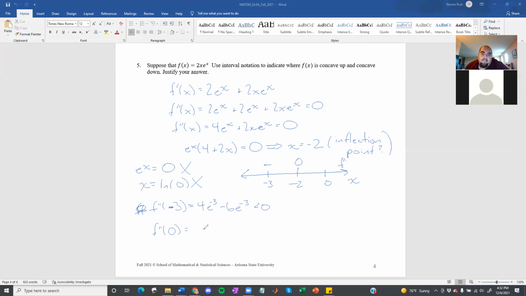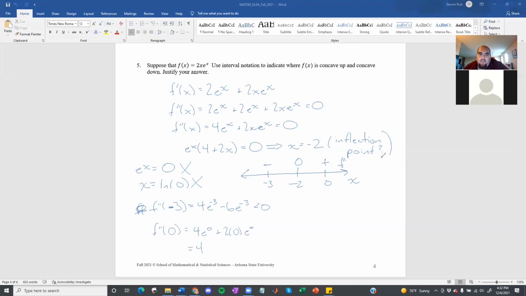I think it should be positive. So 4e to the 0 plus 2 times 0 e to the 0. Oh, yeah. That's 4. Yeah. I was looking at the negative 6. That's my bad. Sorry. Oh, okay. So then it'd be concave up from negative infinity to positive infinity, right?